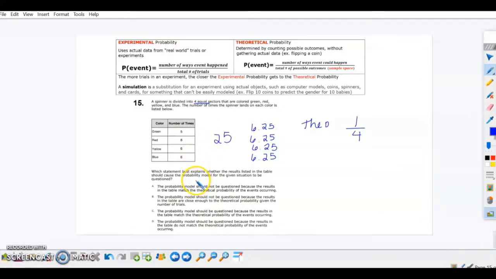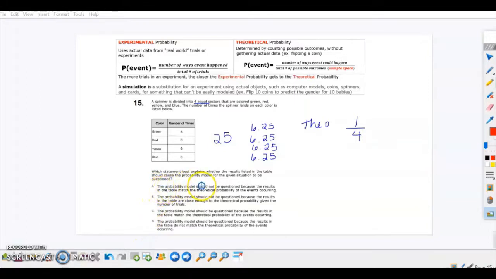So does that mean we should question it? Basically, we want to look at the difference between the experimental and theoretical probability. And if there is a big difference between them, then something's not right, meaning like, okay, this is not actually a fair spinner because it's landing on one more than the other. So let's take a look at the answer choices and figure out if this should be questioned. And looking at these answer choices, see which one you think that would be.